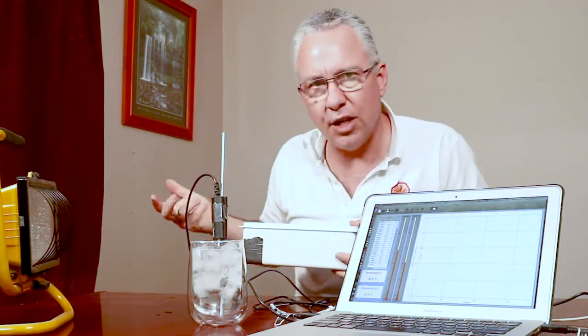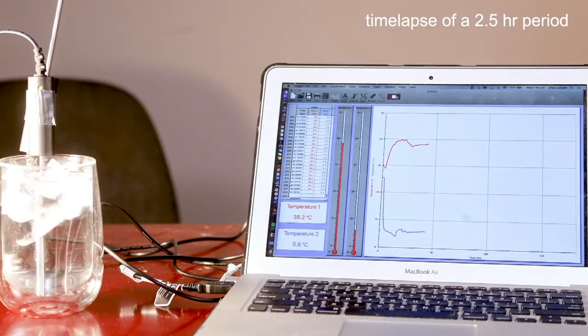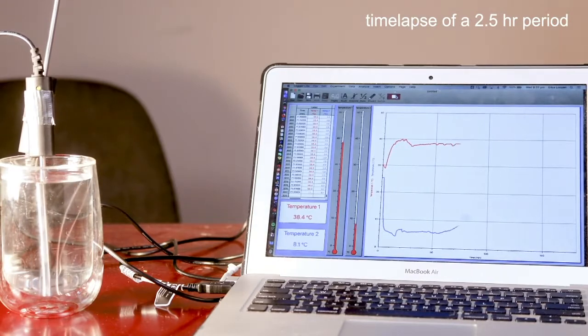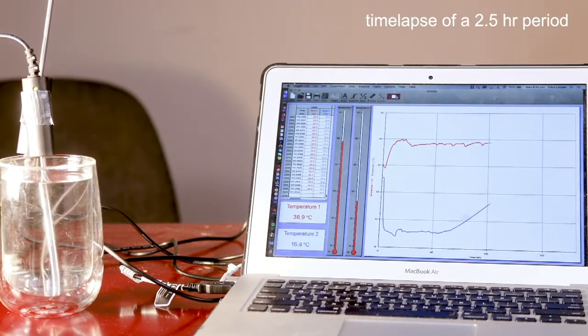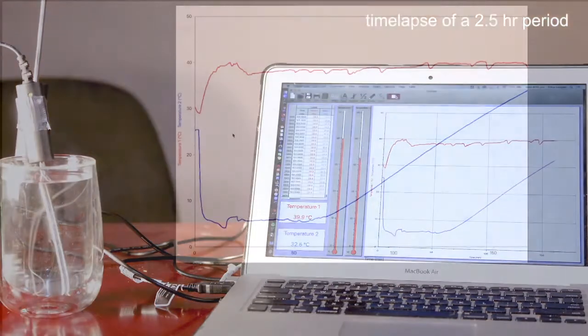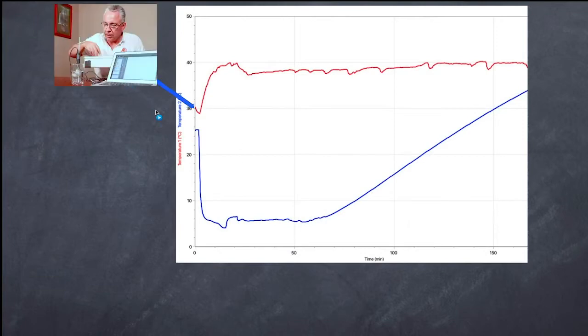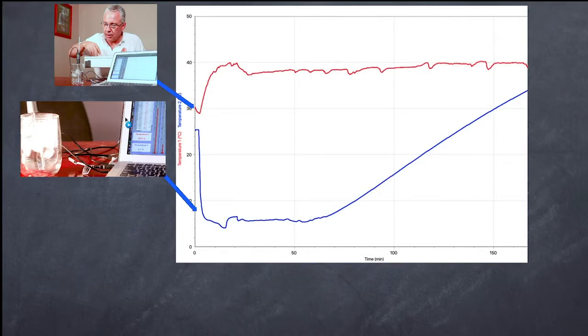That should do it. Now let's turn the heat lamp on. So here is our graph. Did you notice the trend that was occurring as the ice melted? Here is where I inserted the ice. Suddenly there is a huge drop.